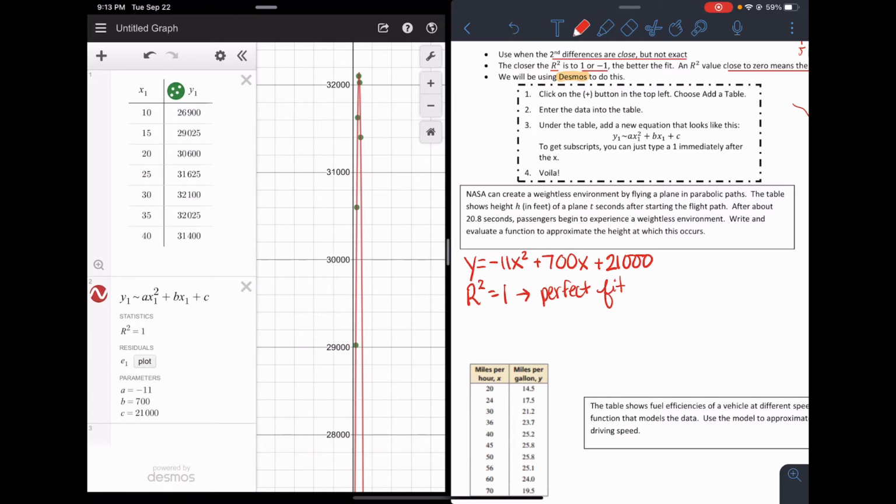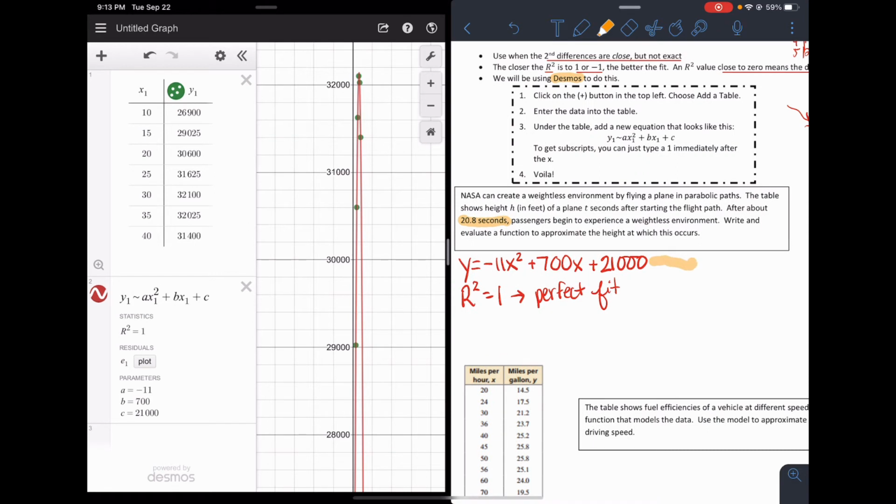But it says, after about 20.8 seconds, passengers begin to experience a weightless environment. I want to write and evaluate a function to find the height at which this occurs. Okay, so now 20.8 seconds is an x value. So I'm just going to plug that in for x and solve. You can use the calculator here, or we can do it by hand. I recommend using the calculator, obviously. I mean, you're definitely going to want to do that too. I don't think you know what 20.8 times 700 is off the top of your head.